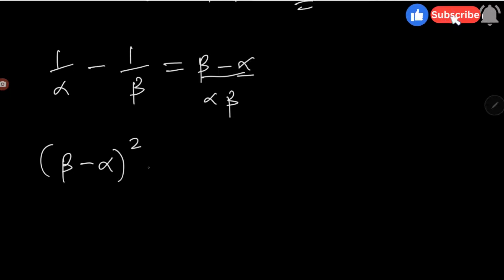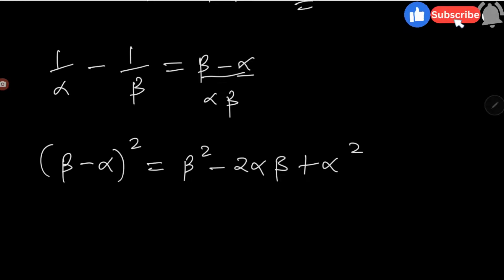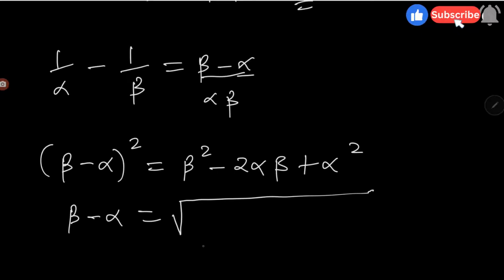So beta minus alpha squared, this will be beta squared minus 2 alpha beta plus alpha squared. But my interest is beta minus alpha, so I can take the root and say beta minus alpha is equal to the square root of, I can say, alpha squared plus beta squared minus 2 alpha beta.